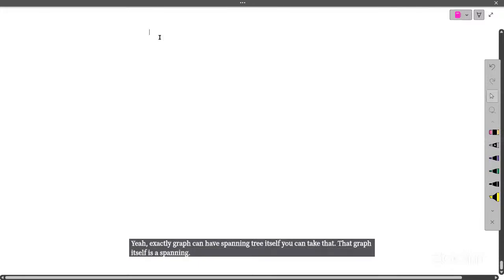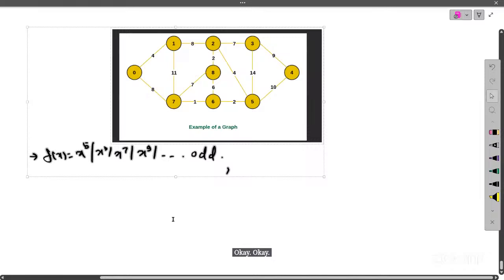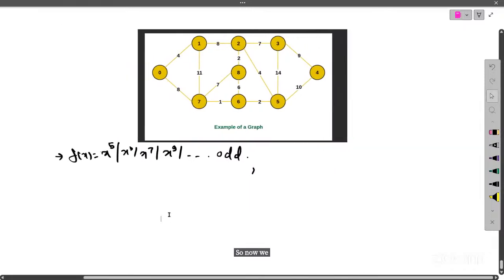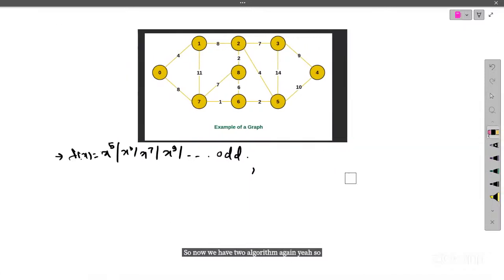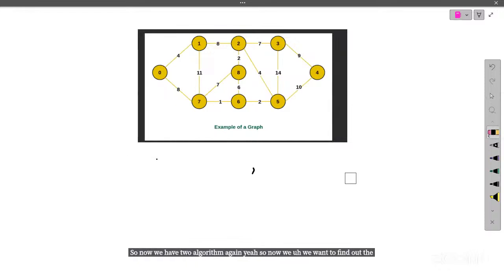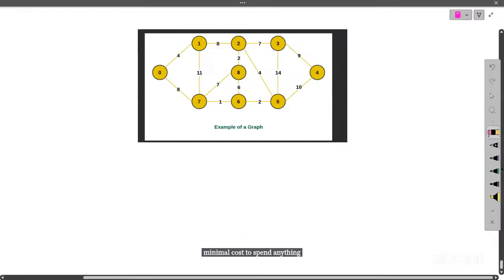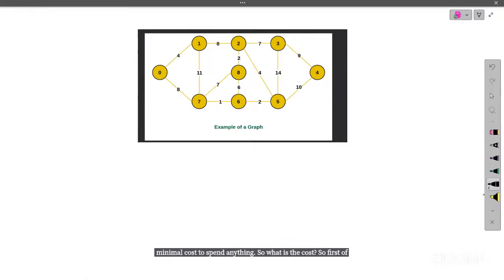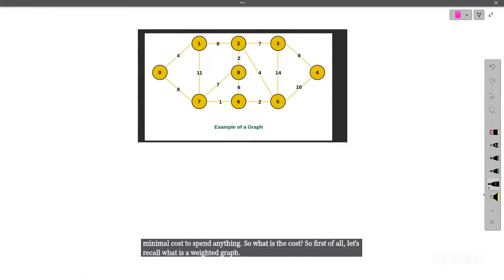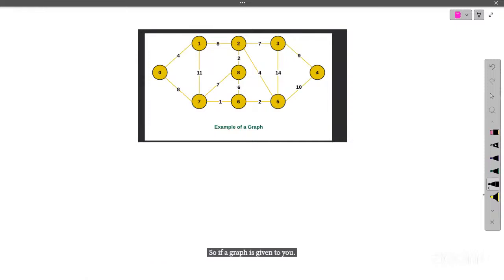Okay, so now we have two algorithms. Now we want to find the minimal cost spanning tree. So what is the cost? First of all, let's recall what a weighted graph is. If a graph is given to you, how do you find how many possible spanning trees are available for a particular graph? Is there any formula for that?